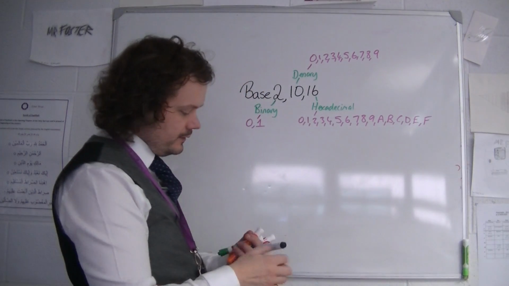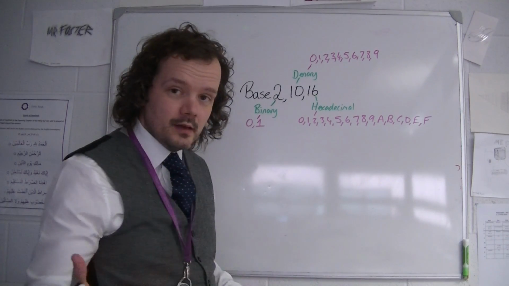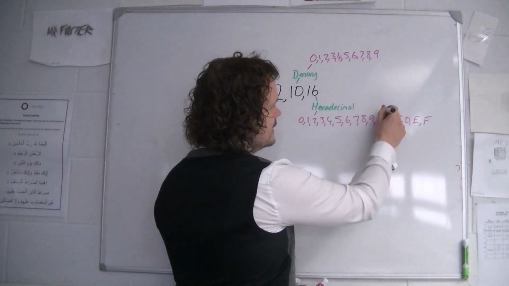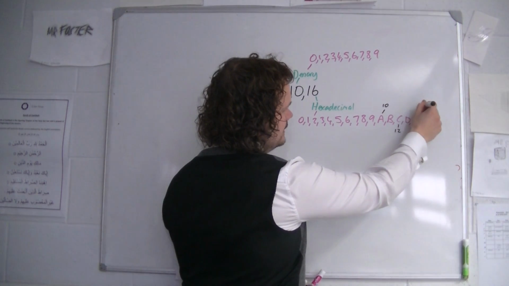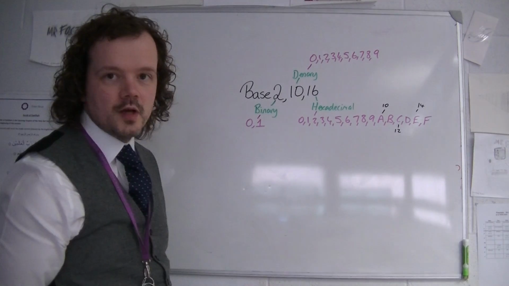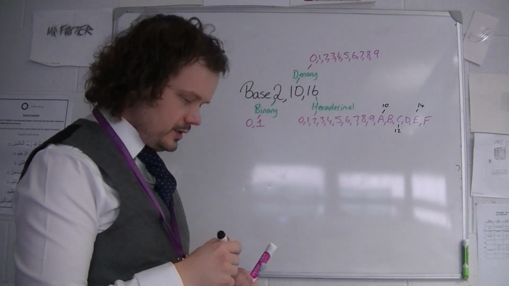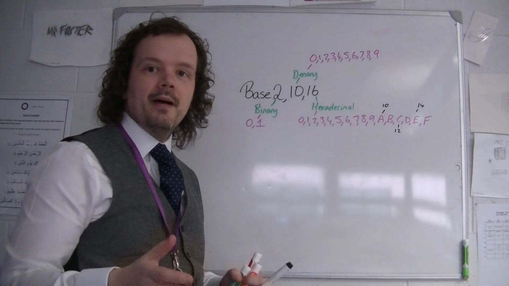And just in case you don't recall or you get a little confused with this, the A there, that's worth 10. The C, that's worth 12. The E is worth 14. And hopefully you can work out what the others are. So those are the basics and the key things that you need to know about those numbers.